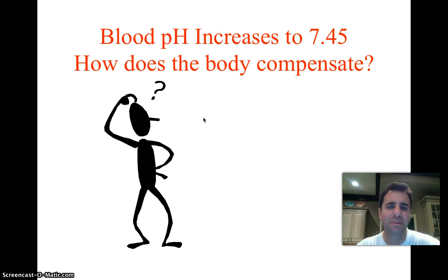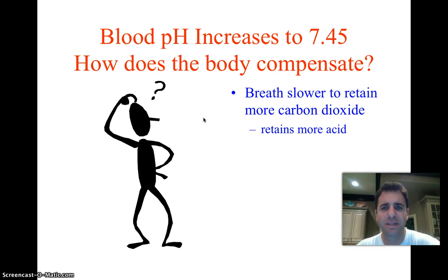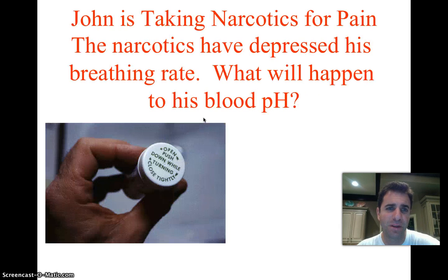The opposite scenario, blood pH increases to 7.45. How does the body compensate? Well, of course, you got the right answer. You breathe slower so that you retain more carbon dioxide. You retain more acid. Okay?